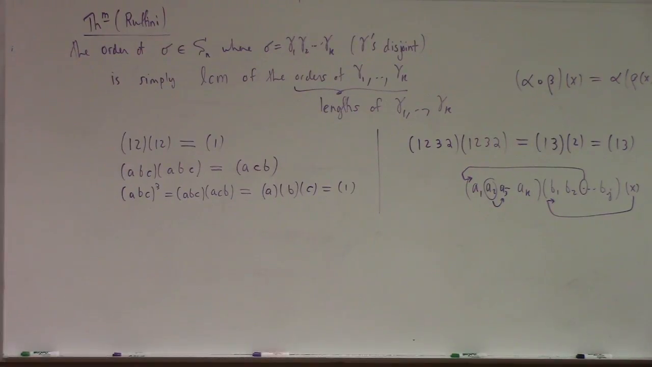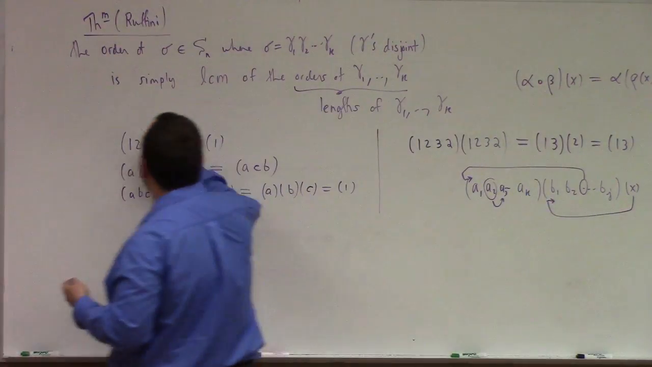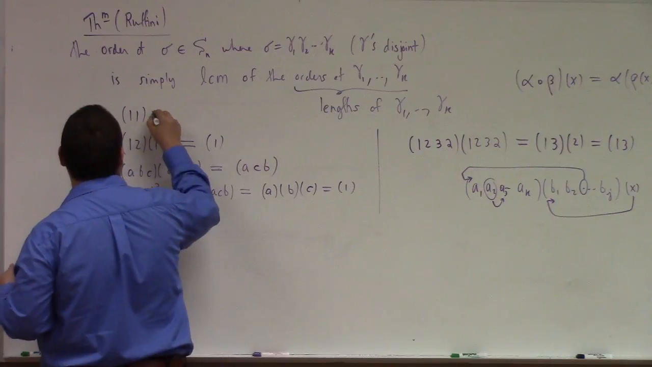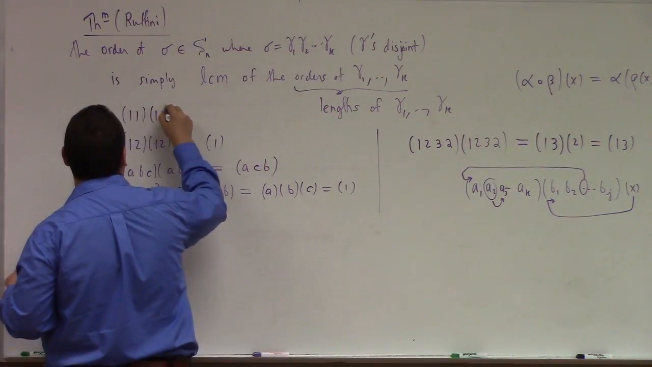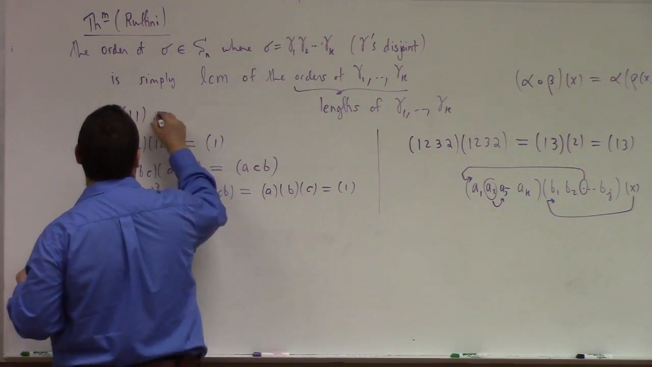Okay, but my curiosity here was, this is a cycle of length 4. Does it have order 4? I have a suspicion about why (1 2) has the order it does. Here's a stupid example, an even simpler example: (1 1). Well, that's equal to 1.